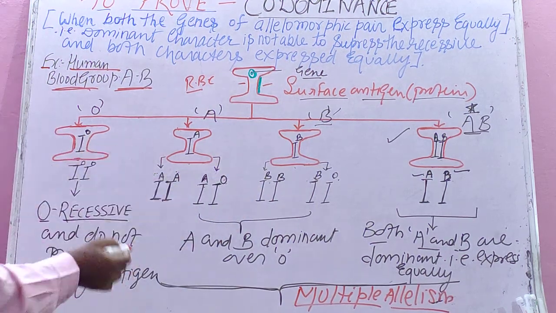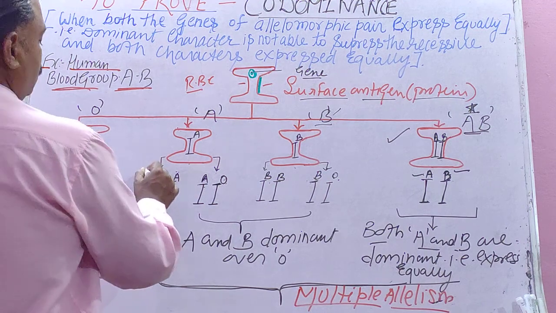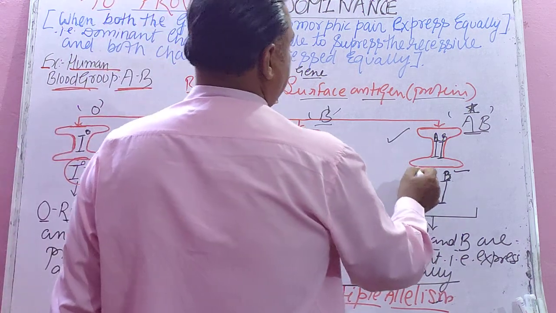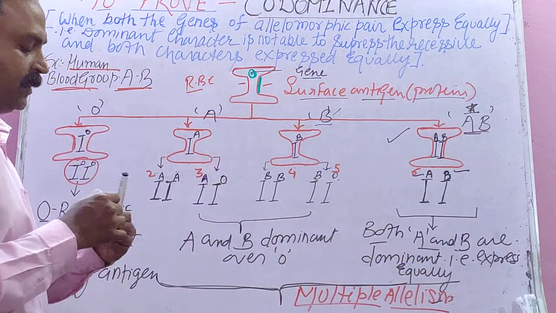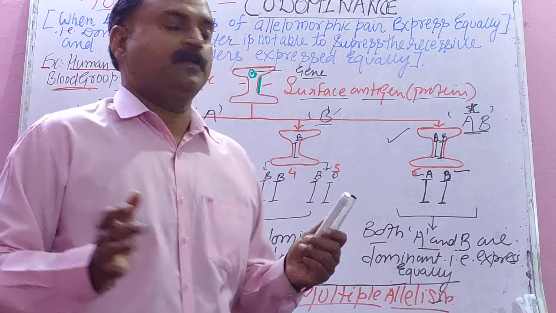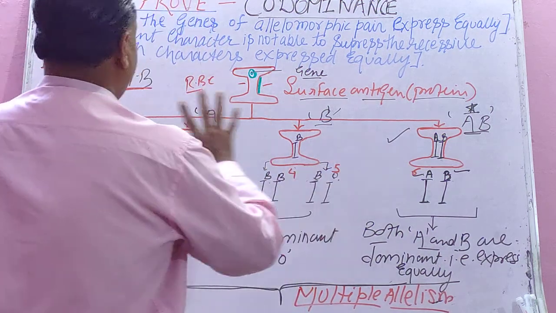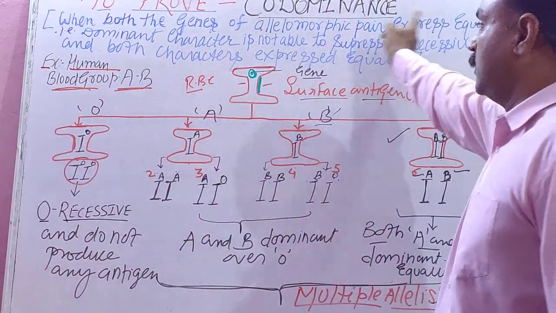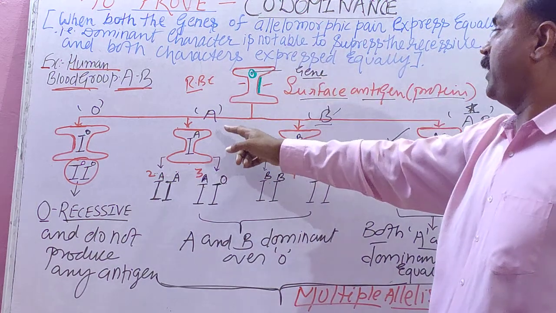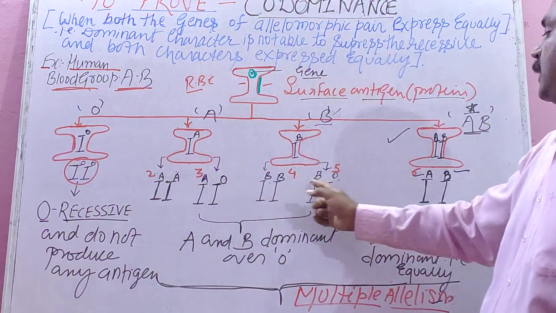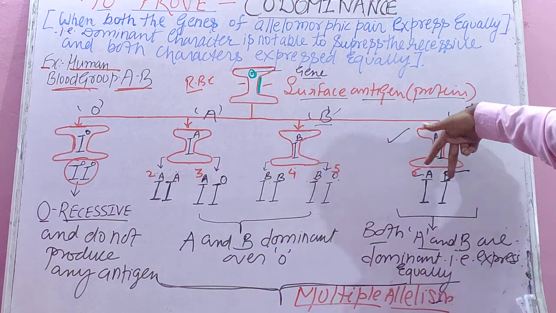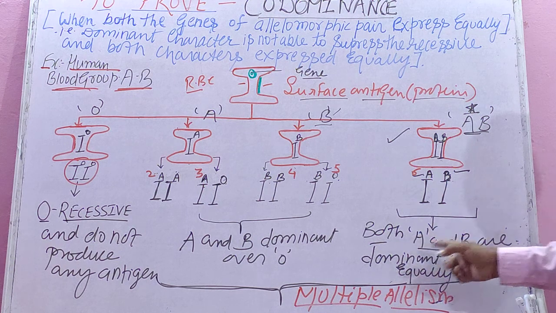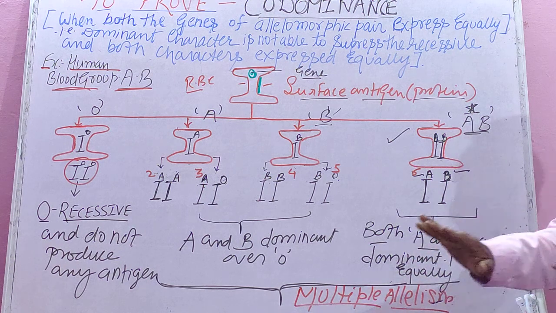So there are 6 conditions. This one, 1, 2, 3, 4, 5, 6. These are called multiple allelism. In the entire human race, we have these 6 conditions having 4 blood groups. Isn't it? So how do we define codominance? When both the genes of allelomorphic pairs, these are alleles, express equally. Like here in human blood group AB, both A and B are dominant, that is expressed equally.